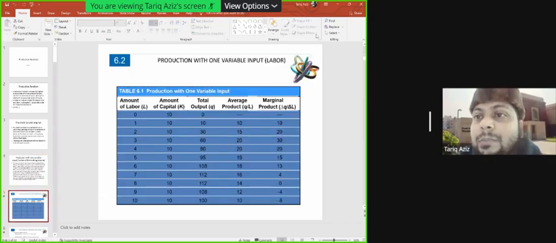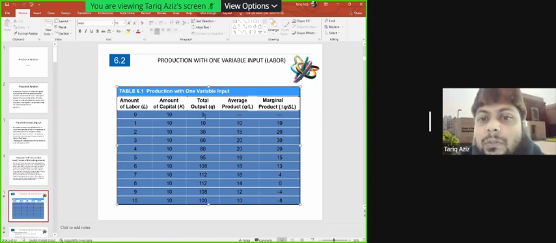In the form of a table, in the form of data, you can look at this table. In the first column, we have labor. Labor is variable, starting from 0 up to 10, and the amount of capital is fixed. All fixed variables are combined together in this single word, capital. So capital is fixed, and we are increasing the labor, and all other factors are constant. We are changing only the labor.